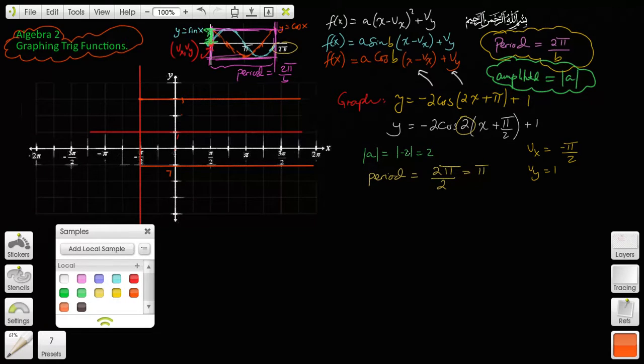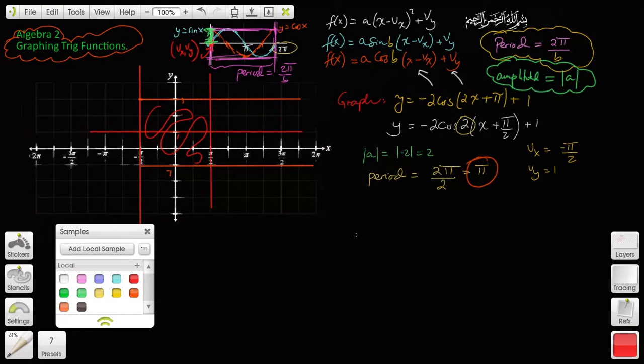Okay, and then the period is going to be pi, right? So we have to rectangle this thing. So it's going from -2, this is half a pi. So it's going to go over here to pi over 2 over here. That's going to be the other end. Okay, so our graph is going to fit in right in here.